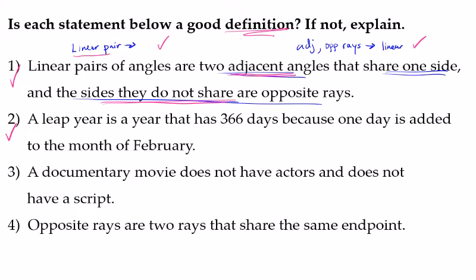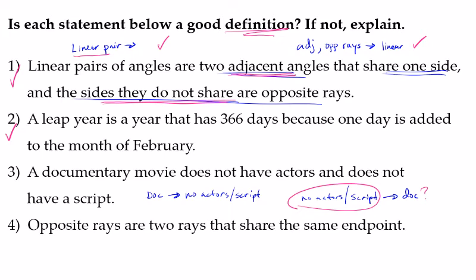All right, so number three, a documentary movie does not have actors and does not have a script. So if it's a documentary, then no actors or script. Okay. So can it work the other way around? If we have no actors or script, is it then a documentary? And I would say no. I think we can find some counterexamples, right? So a situation where we have no actors or a script, that's not a documentary.